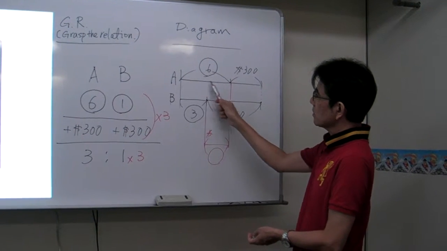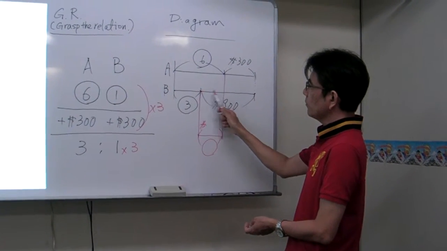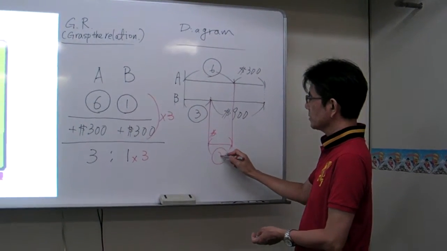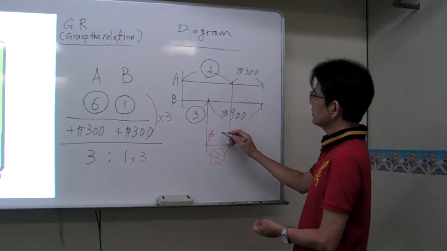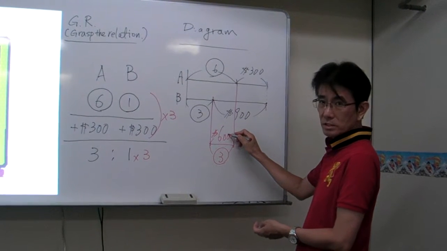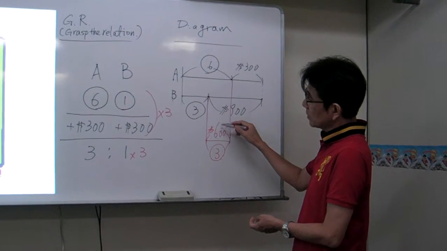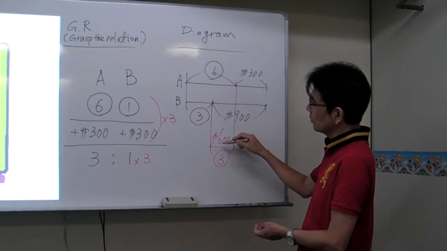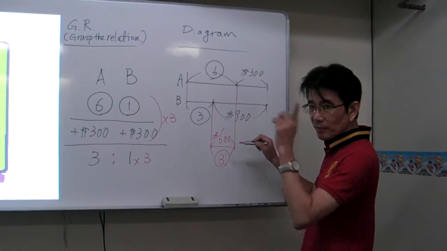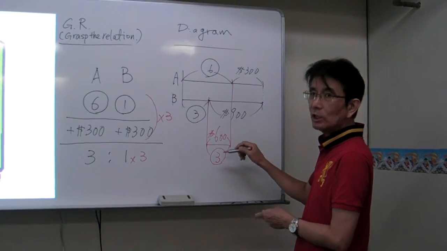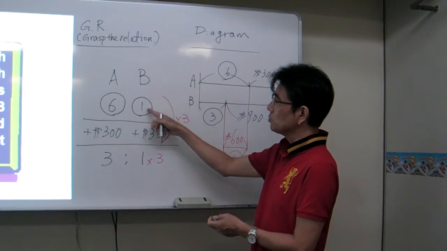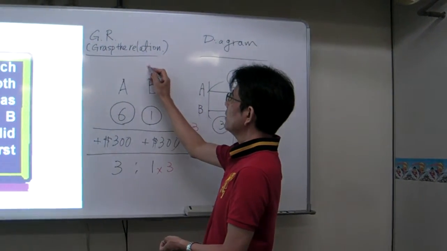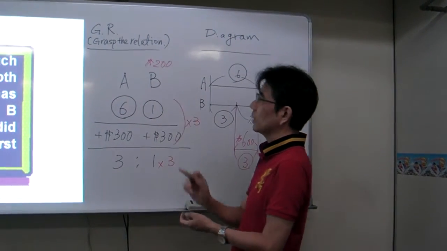Okay, 6 circles, 3 circles. The difference in the number of circles is 3. $300, $900, the difference is $600. That's why $600 is equal to 1, 2, 3 circles. The value of 1 circle, just divide by 3, is 200. What is 200? 1 circle means B's money at first. That's why B had $200 at first.